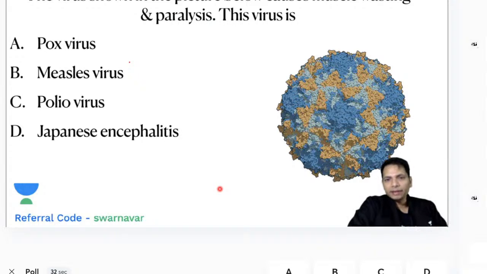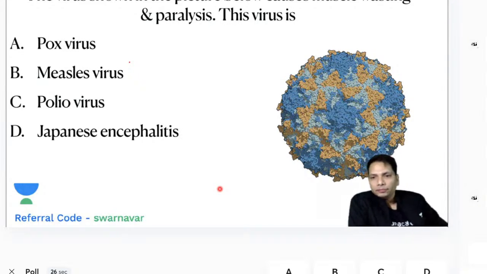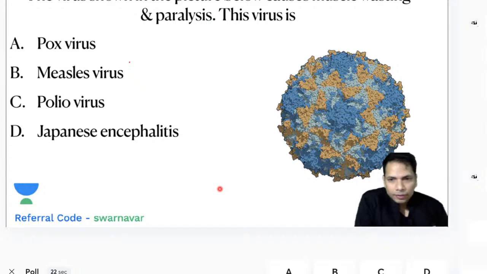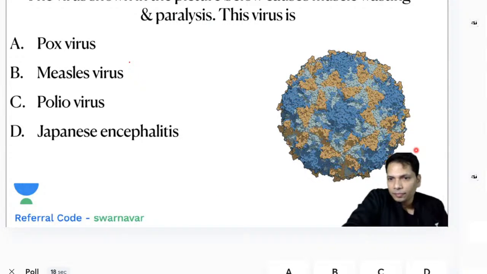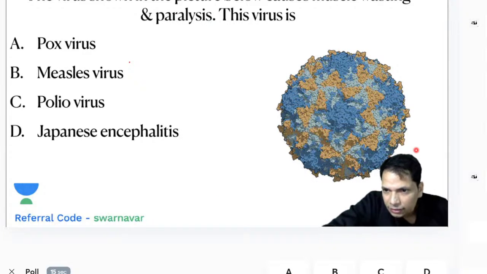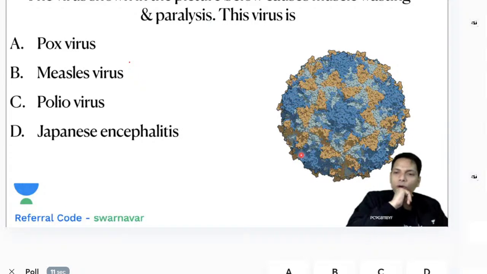I can give a hint. The vaccine for this virus is already out, and this vaccine is given in every household. Aniket, answer this question. If the poll is visible, answer this question. Which virus is this?